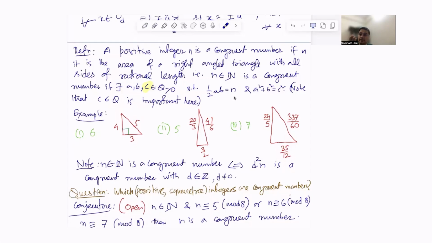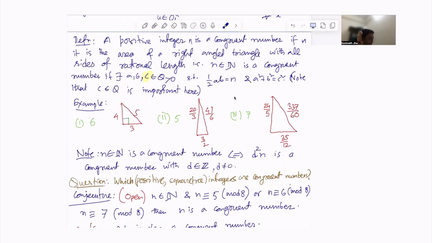Okay, welcome back. So last time we discussed congruent numbers. A positive integer n is a congruent number if n is the area of a right angle triangle with all three sides of rational length. That is, there exists an n in N.